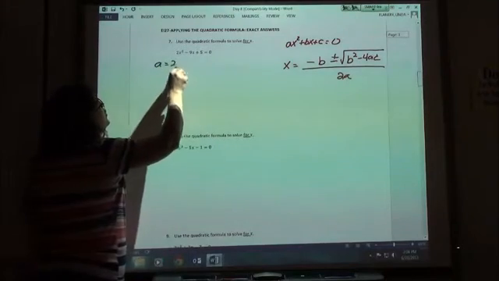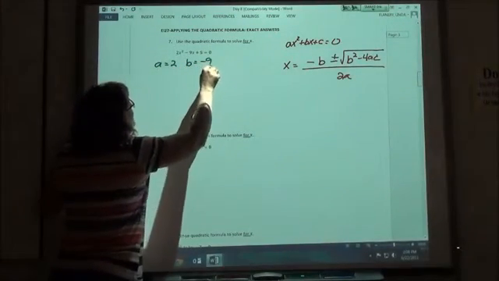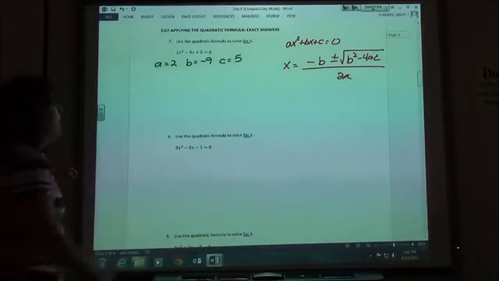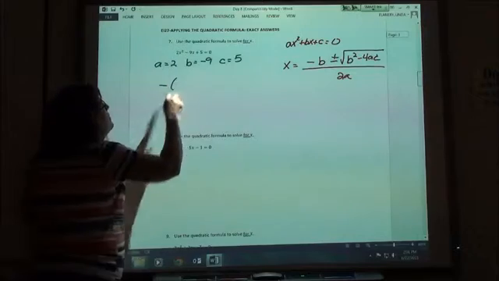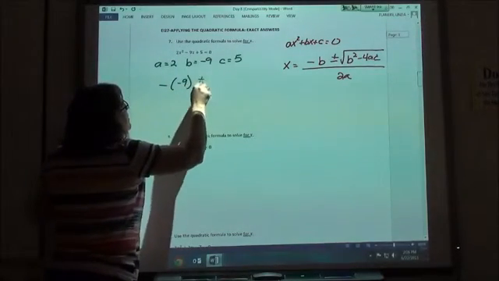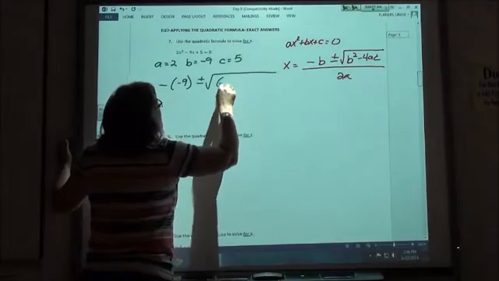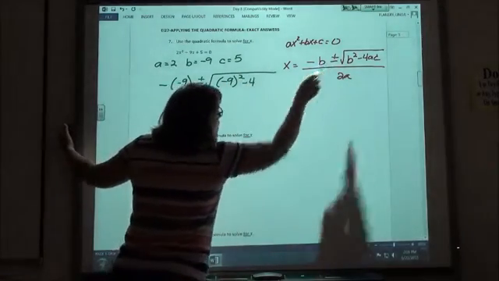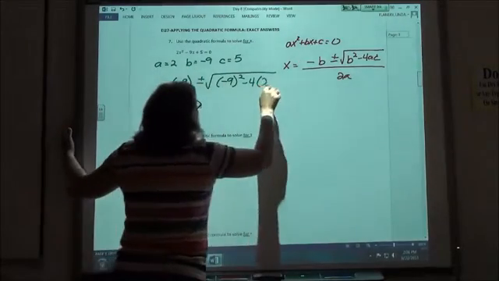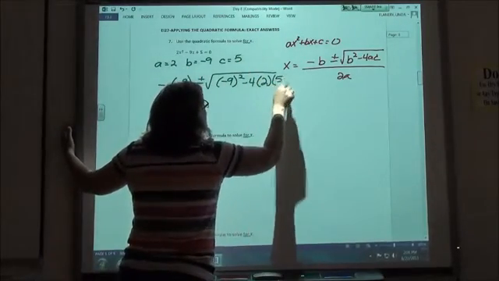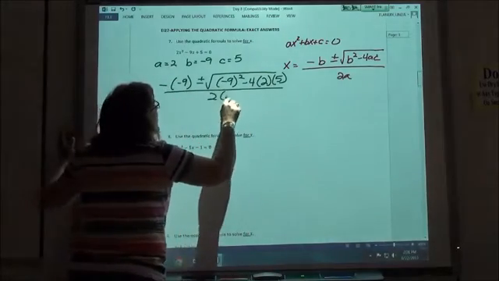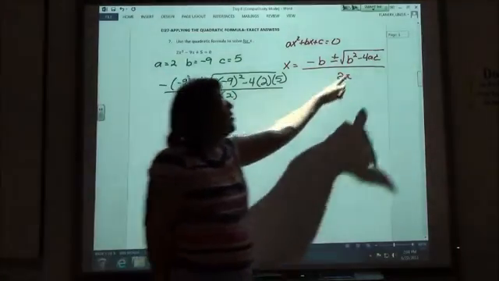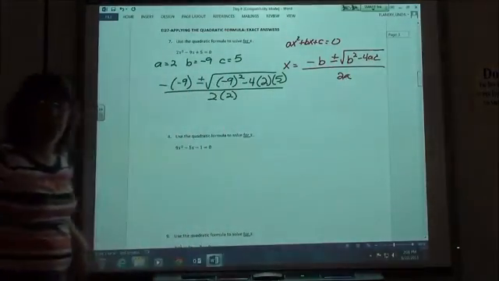So a is going to be 2, b is going to be a negative 9, and c is going to be 5. So in my quadratic formula I have minus the b value, which is negative 9, plus or minus the square root of the b value, which is negative 9 squared, minus the number 4, times the a value, which is 2, times the c value, which is 5, all over 2 times the a value, which is 2. So I filled in my a, b's, and c's. Notice I do have a 4 and a 2 that's always going to be in my formula.